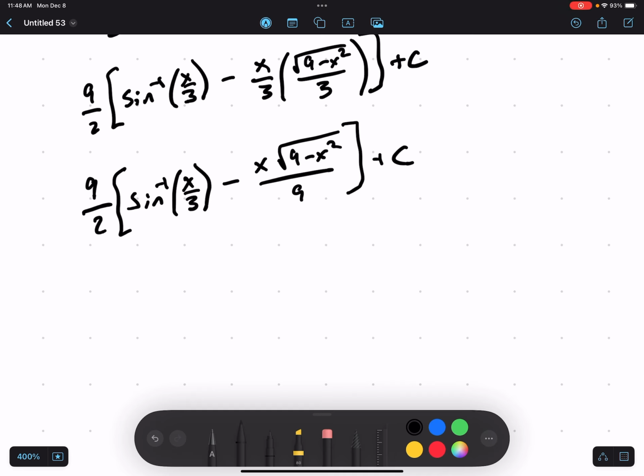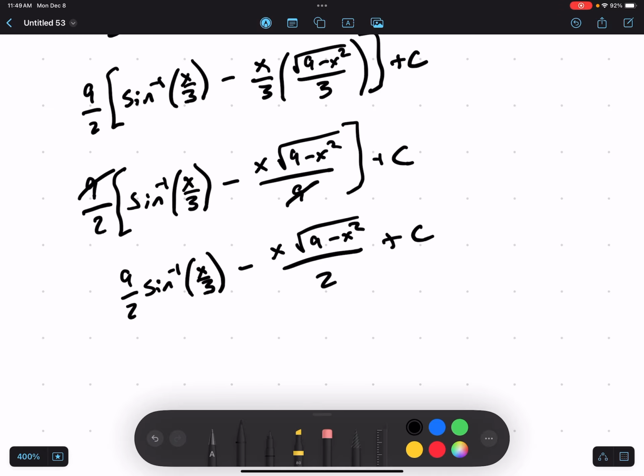Most professors, though, will want you to kind of simplify this as 9 over 2 sine inverse x over 3, and then go ahead and cancel these two 9's, and just have minus x square root of 9 minus x squared over 2 plus c. That is the true final form of that integral.